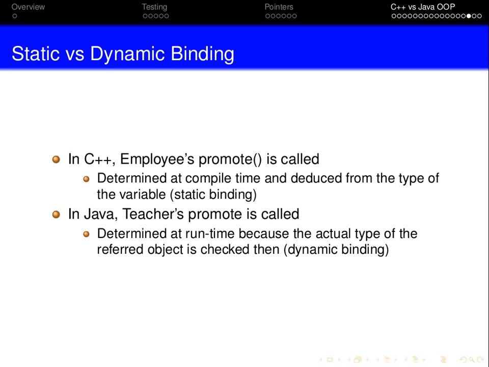Hopefully, for this class, you're not going to have to deal with this. You might run into code where you do this, but all the labs and projects I do, you can easily solve without running into this problem. We're not doing huge inheritance hierarchies in this class. But the point is, C++ being compile time is going to call employee's promote. Java being runtime is going to call teacher's promote, because Java is going to wait till the object is created and then determine which function to call. C++ is going to determine the function to be called when you are compiling the program.